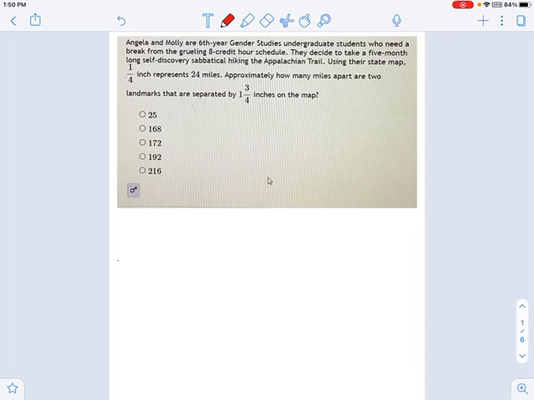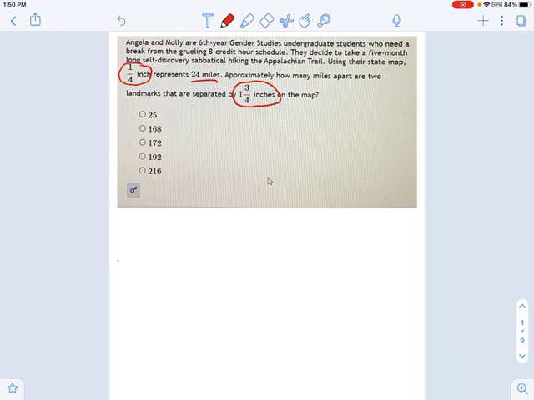All right, so we've got here 2 college students, and they're taking some time off to go on a hiking trip on the Appalachian Trail. That's great. And they have a map, which in the old days meant paper. And on this paper, 1/4 inch represents 24 miles. Well, how far then is 1 3/4 inches?